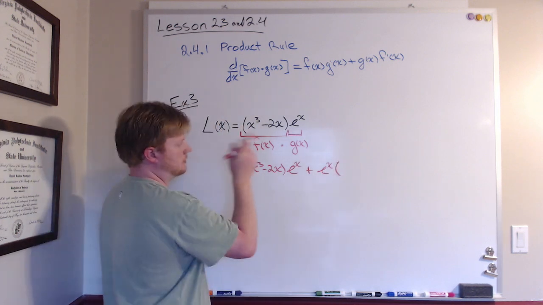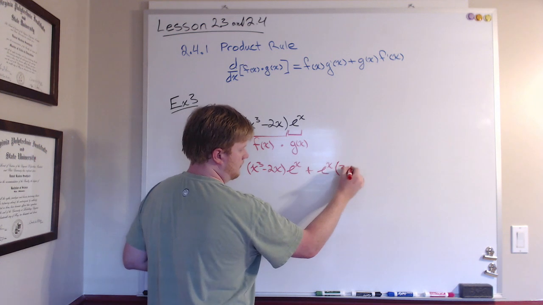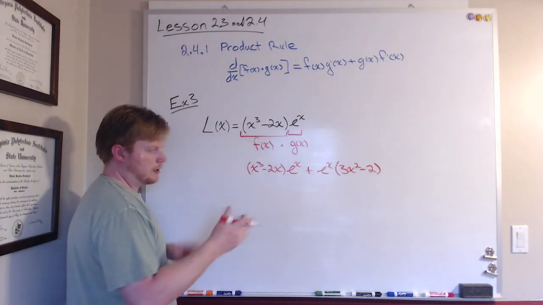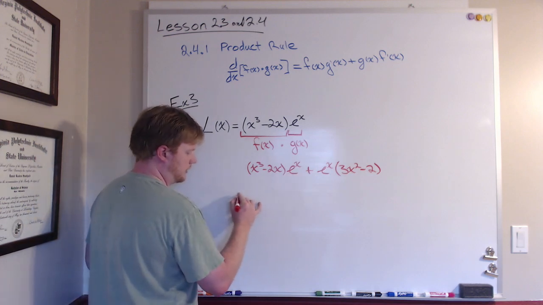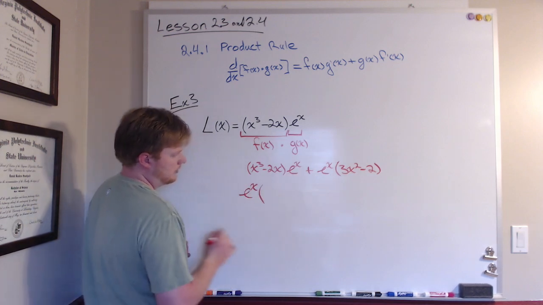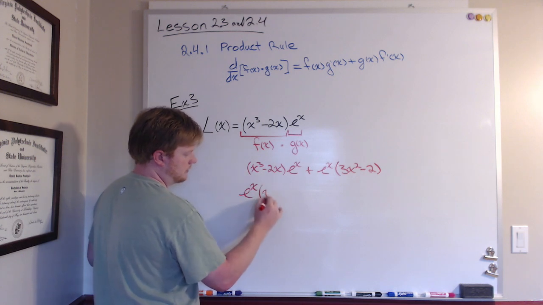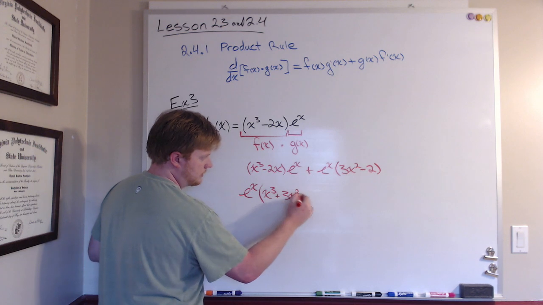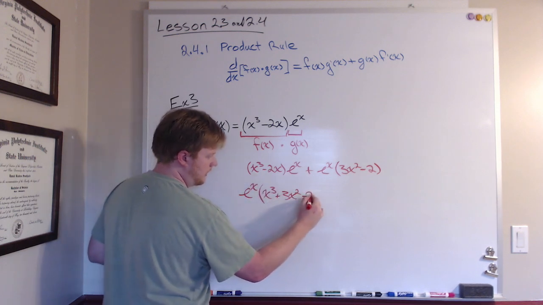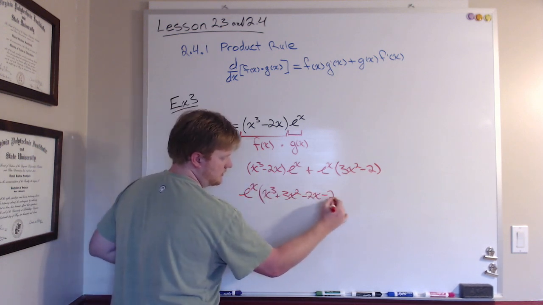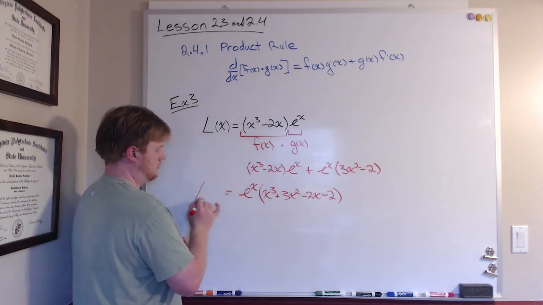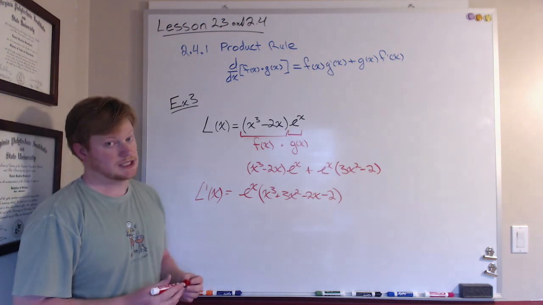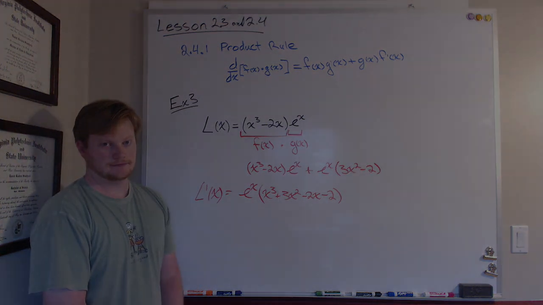The derivative of the first, we're just using power rule. Okay. And then if you'd like to clean this up by pulling an e to the x out, that's perfectly okay. And I'm left with x cubed plus 3x squared minus 2x minus 2. Easy as that.